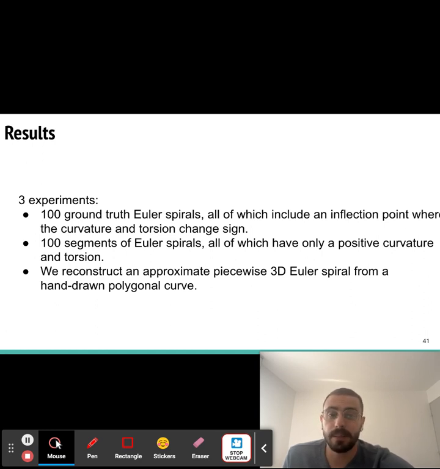In the second experiment, we generate 100 segments of Euler spiral, all of which have only a positive curvature and torsion, and we use the orthogonal projection of this 3D Euler spiral as an input to our method. Then we compare the reconstructed Euler spiral with the ground truth Euler spiral. While in the third experiment, we reconstruct an approximate piecewise 3D Euler spiral from hand-drawn polygonal curves.